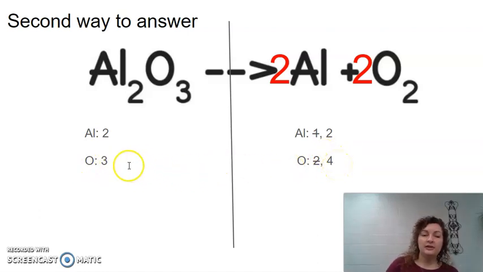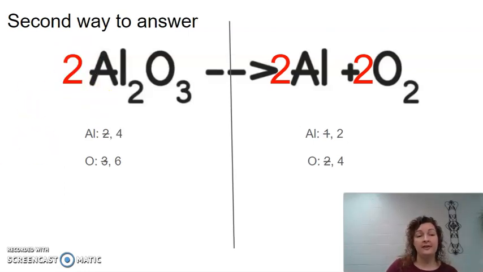So what I have to do now is go back over to this side and say, okay, I need to increase this, right? So in order to increase this, I have to increase the whole thing. And that's okay. It has a 1 here. So what can I put in front? I could put a 2. If I put a 2 in front of that one, now I have to change everything it affects, because remember I have to use the distributive property. So 2 times this 2 equals 4 aluminum now. 2 times this 3 equals 6 oxygen now. So now I'm just really out of balance.